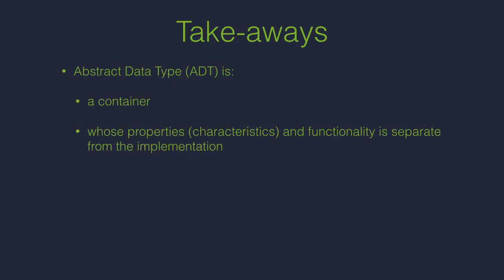So what are the takeaways? The abstract data type, the ADT, is a container whose properties or characteristics or attributes, if you like to call them that, and functionality is separate from its implementation. It's abstract. That's what makes it abstract. Take a little time. Make sure you understand that. We are going to talk about abstraction later on.